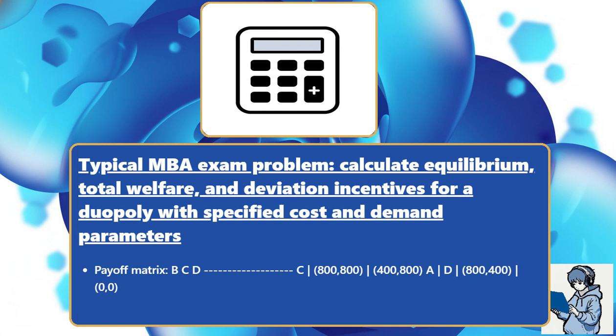Payoff matrix: rows for firm A and columns for firm B. When both choose cooperate, the outcome is 800, 800. When A cooperates and B defects, the outcome is 400, 800. When A defects and B cooperates, the outcome is 800, 400. When both defect, the outcome is 0, 0.